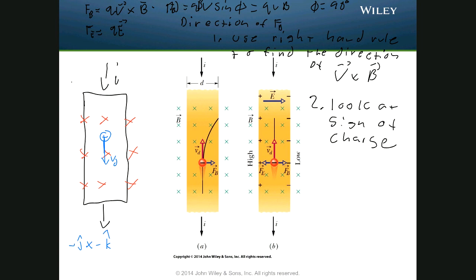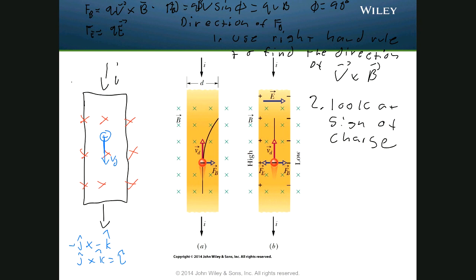When I do that, the negatives will cancel because of the cross product. So this will be equal to j hat cross k hat. They're identical. And j hat cross k hat, I know that's equal to i hat. So that's the direction of V cross B, right? I just did some math to make my life easier.